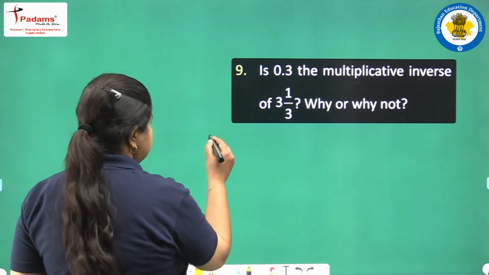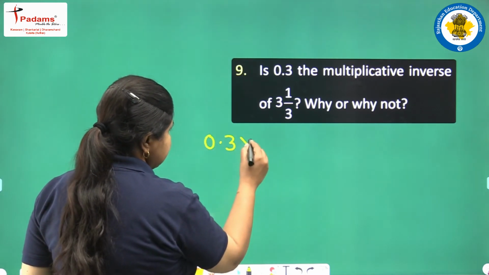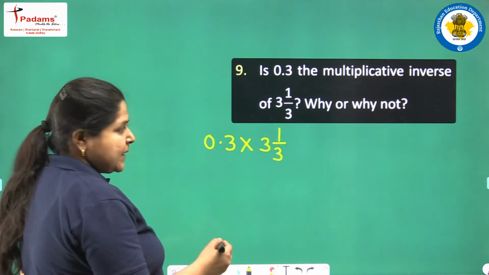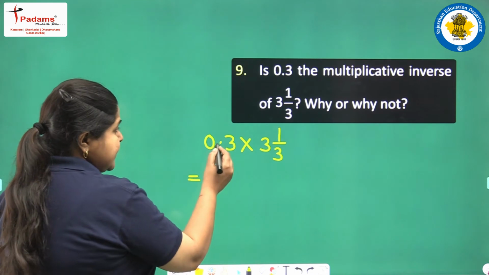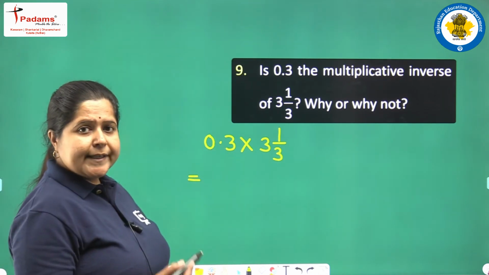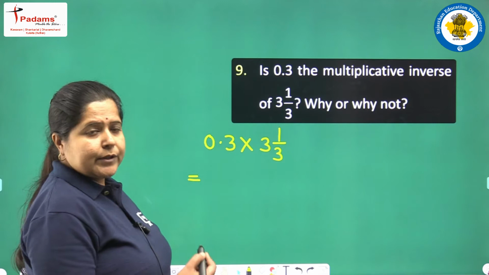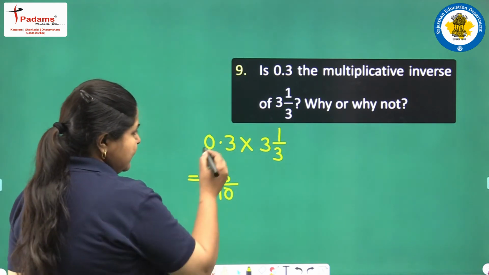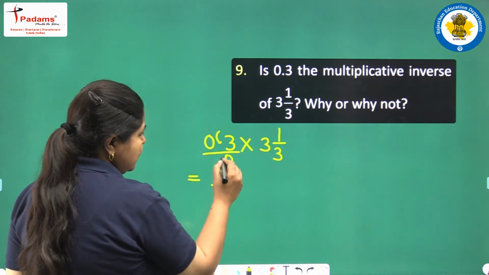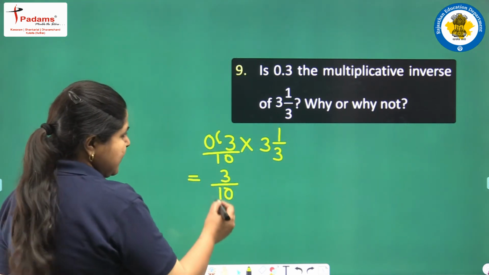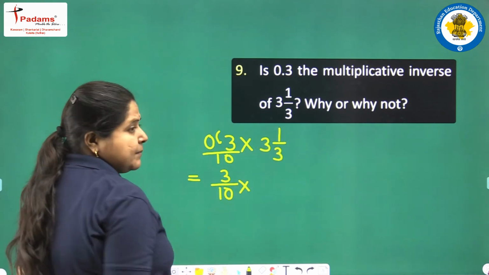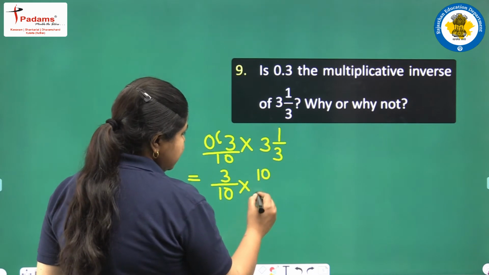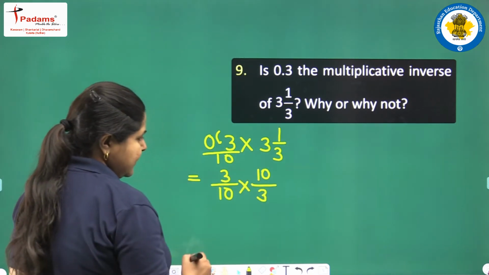Let us multiply 0.3 into 3 1 by 3. We will have to simplify both of them. This 0.3, we can remove the decimal and bring one 0 down. We can remove it and we can write it as 10. So 3 by 10 into, simplify the mixed fraction, 3 3s are 9 plus 1 is 10 upon 3.